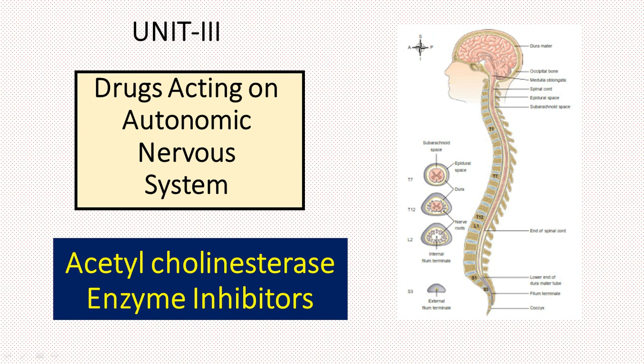New lecture, we will discuss in detail drugs acting on the autonomic nervous system, their cholinergic drugs, that too acetylcholinesterase enzyme inhibitors. We also call them indirectly acting cholinomimetic drugs. Now let's see what exactly are these drugs.